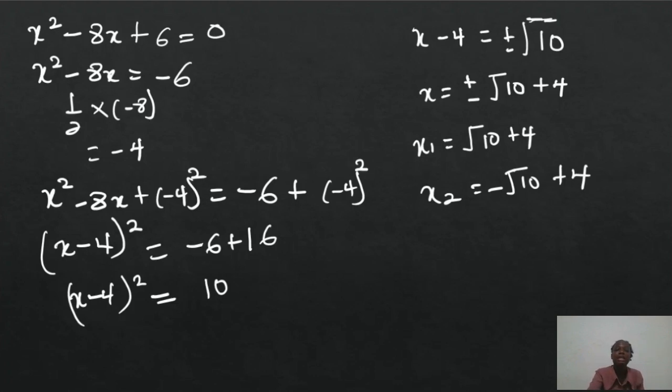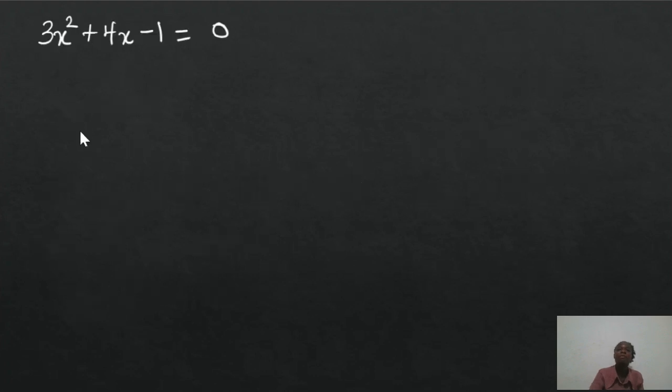So for our next example, we have here 3x squared plus 4x minus 1 is equal to 0. The first thing we are supposed to do is to send the constant to the right hand side of the equation.